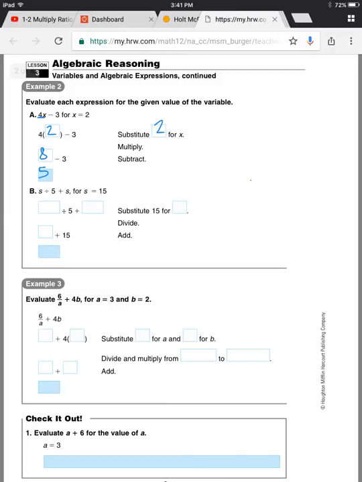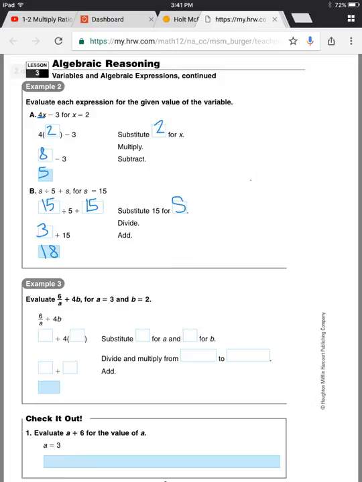Okay? Now we have s divided by 5 plus s for s equals 15. So I'm going to substitute 15 for every s I see. So I'm going to bring down 15 2 times because there are 2 s's. And now I'm going to follow the order of operations. The order of operations says I divide before I add. So 15 divided by 5 is 3. 3 plus 15 is 18.